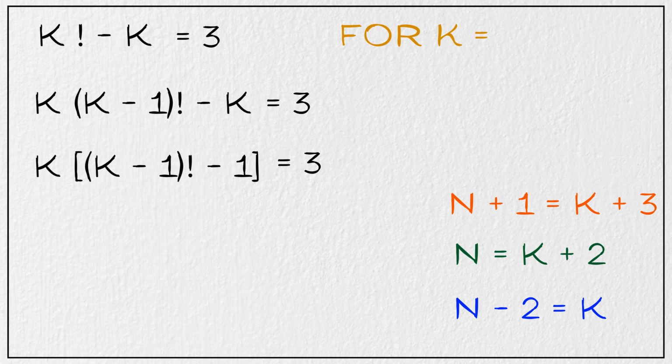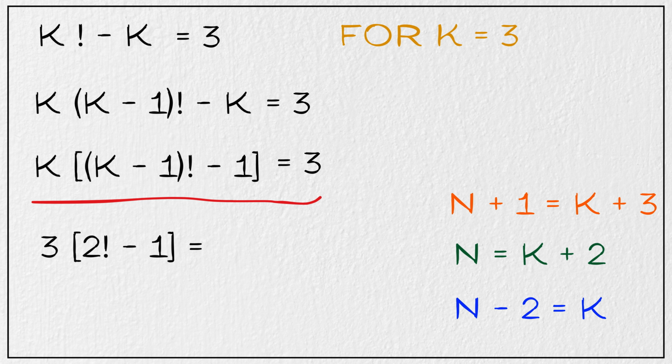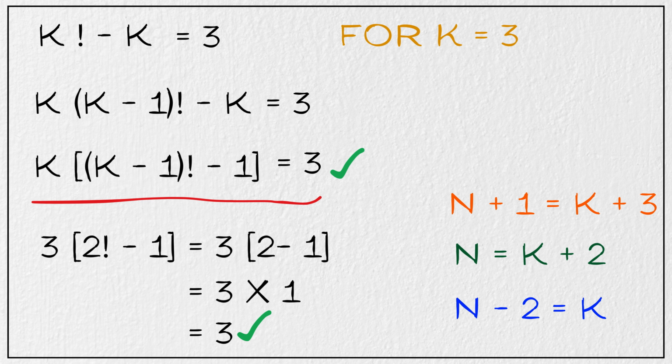Now let's try k equals 3. 3 times (2 factorial minus 1), which is 3 times (2 minus 1), or 3 times 1, which equals 3, which is equal to the right-hand side. So k equals 3, and since n equals k plus 2, we find n equals 5.